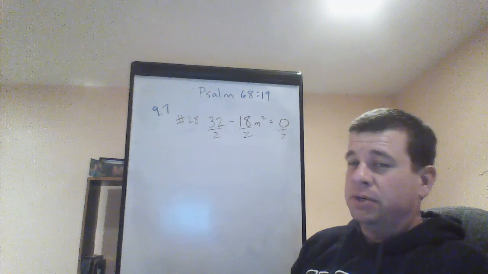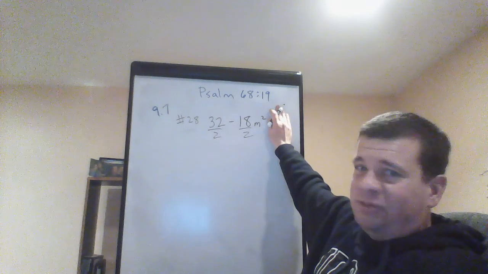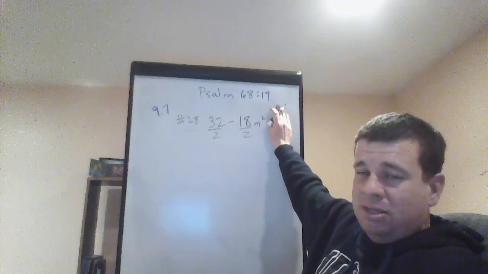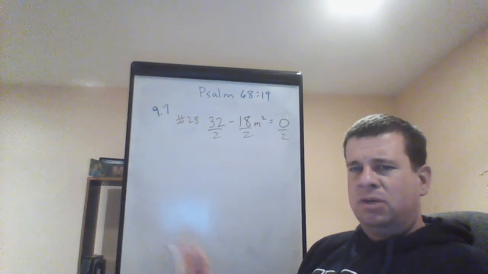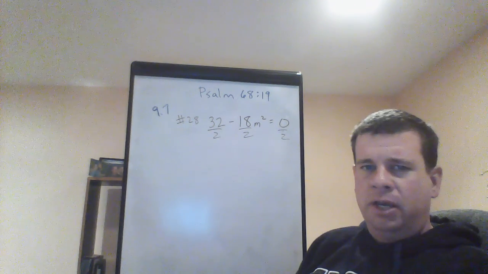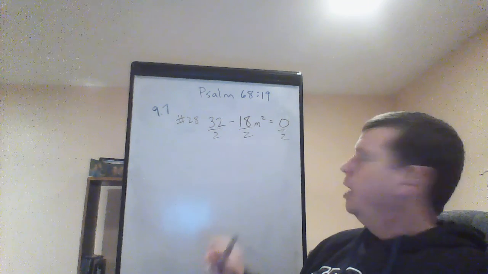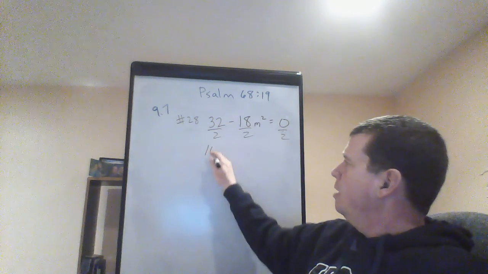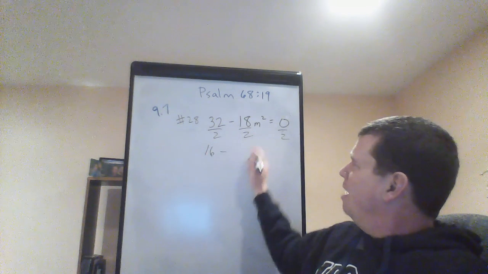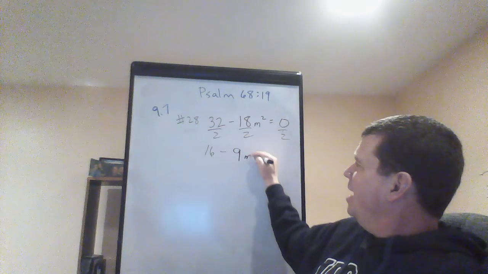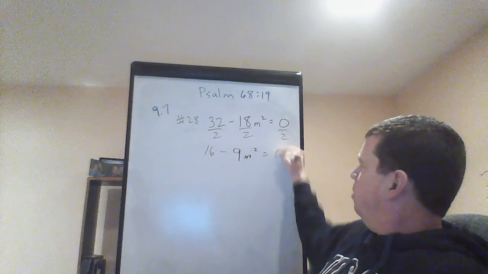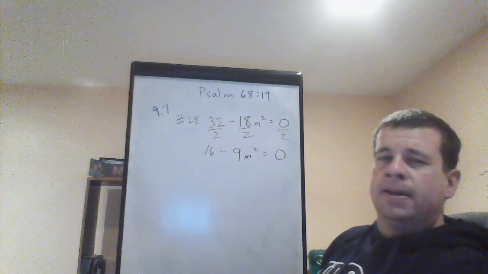Including that 0, again, because you can only do this with equations. If they say factor this thing, you can't divide by 2 because you can't change an expression. But with an equation, as long as I do it to both sides, it's perfectly legal. So 32 divided by 2 is 16 minus, and 18m squared divided by 2 is 9m squared, and 0 divided by 2 is still 0.